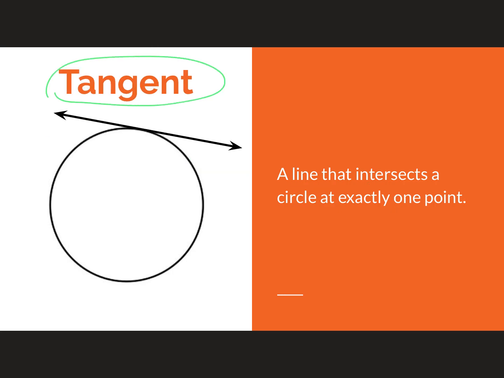Next, we have a tangent. It is a line that intersects at exactly 1 point. So you'll notice this line, it is a line, it has arrows on both ends, only touches the circle exactly at that 1 point. So it just glancingly touches your circle, and that is called a tangent line.